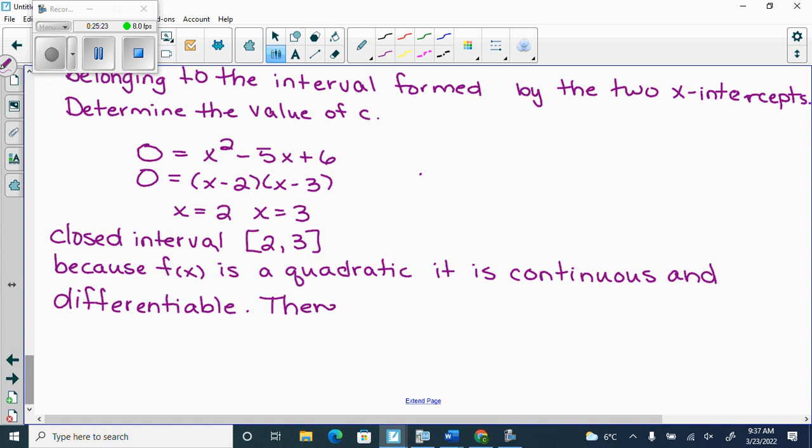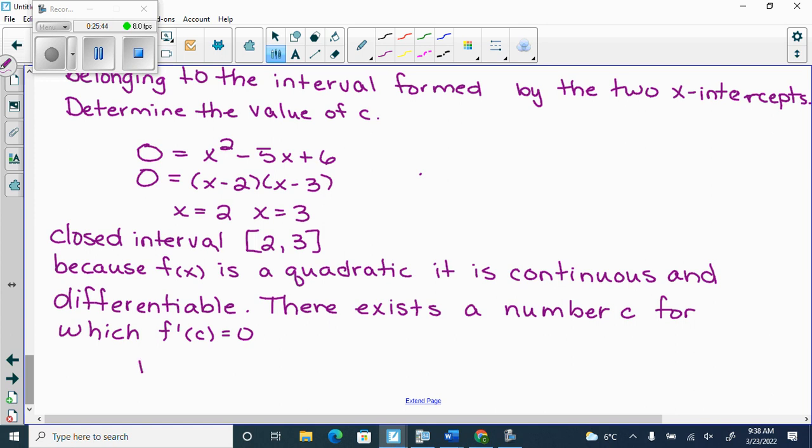There exists a number c for which f prime of c equals 0. And then we have to find it. So we're going to go, f prime of x first is 2x minus 5. So we're finding f prime of c equals 2c minus 5. And then we know f prime of c is 0.